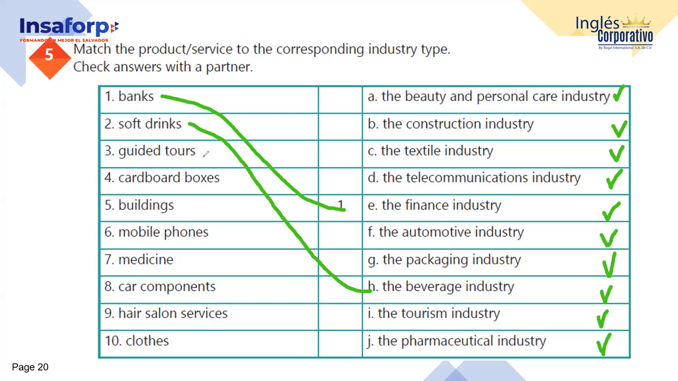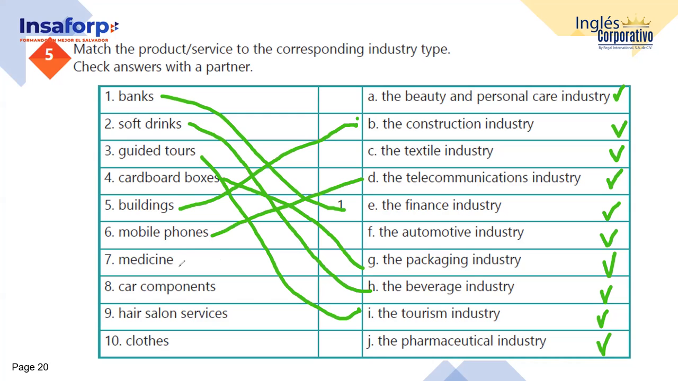What about the guided tours? The tourist industry. Okay. Cardboard boxes. The packaging industry. Packaging. Letter G. Packaging industry. Okay. Buildings. The construction industry. Okay. Letter B. Tell me the industry, right? The mobile phones. The telecommunications industry. Okay. Yes, it's letter D.